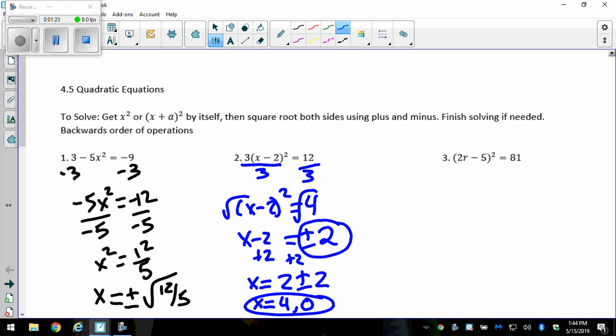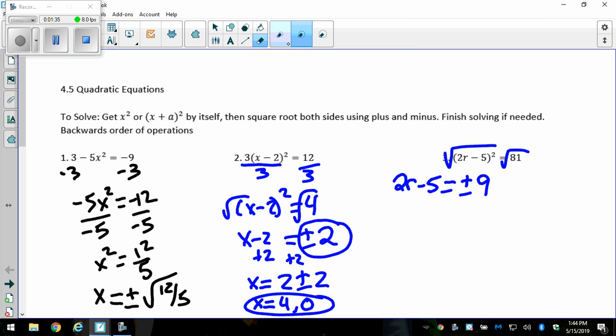So for number 3, there's nothing on the outside of the parentheses at all. So your first step would be to square root both sides. So in number 3, you square root both sides and you get plus or minus 9. It might be helpful for you to actually solve each one individually. So we're going to solve it equal to positive 9, and we're going to solve it equal to a negative 9, and just work both sides of the equation now.